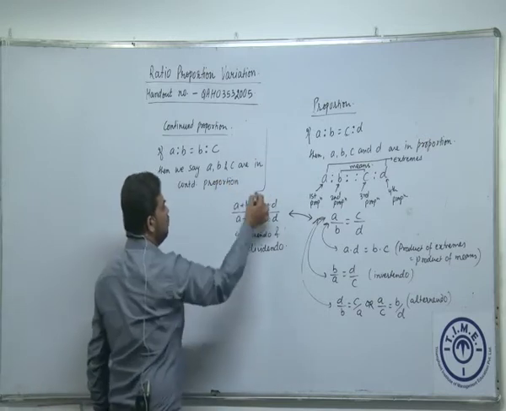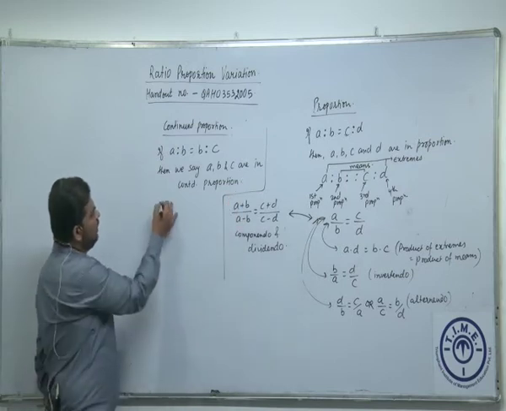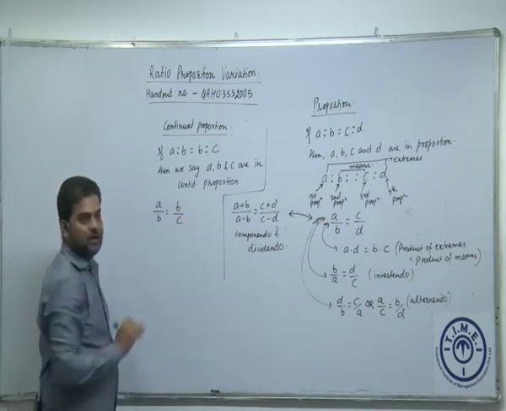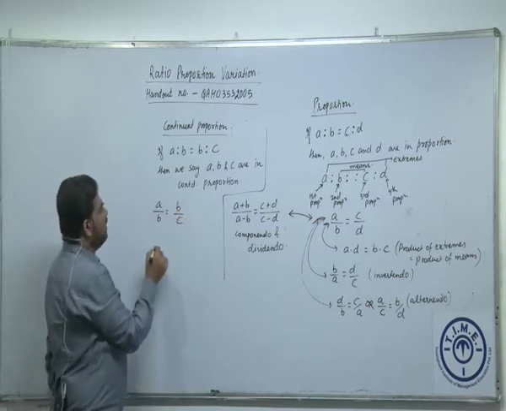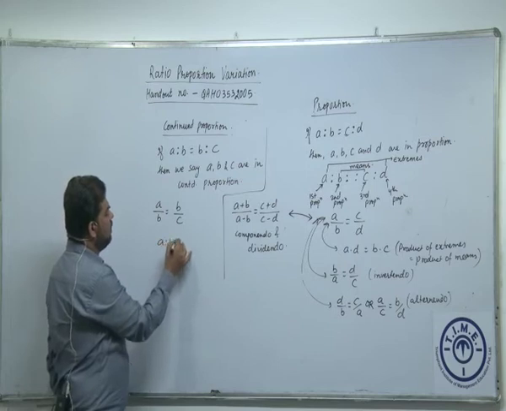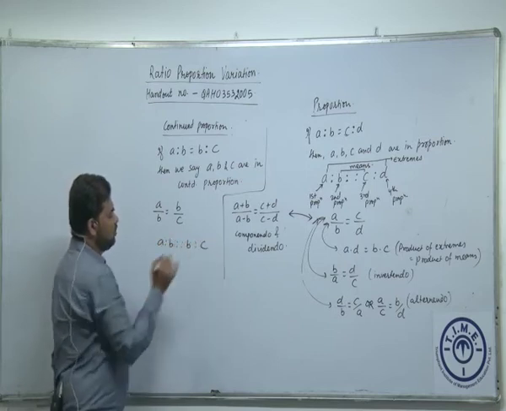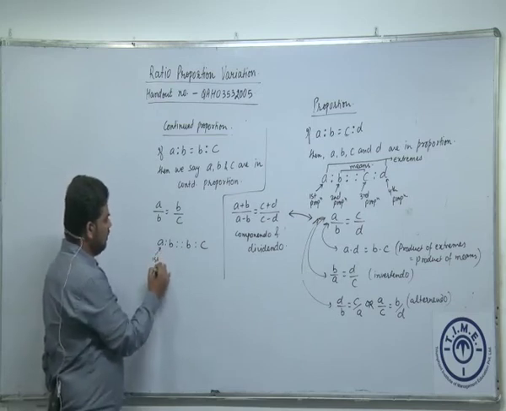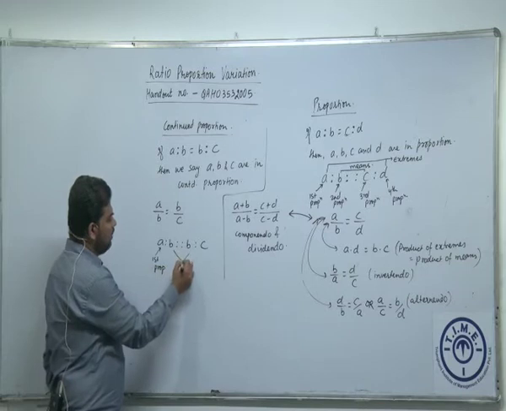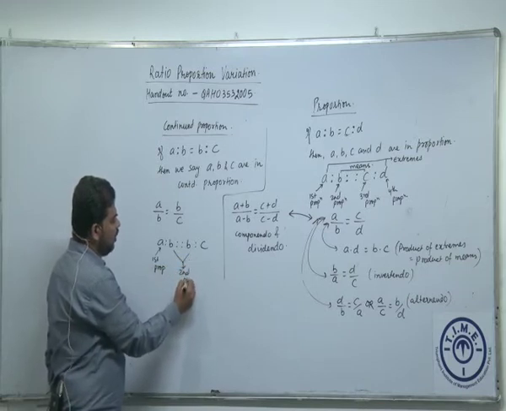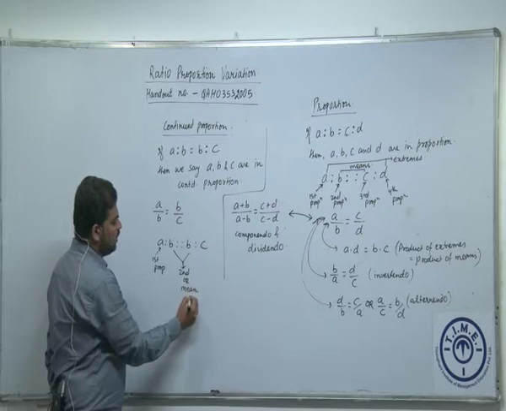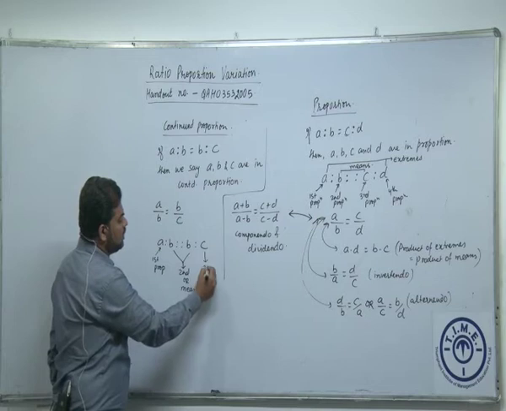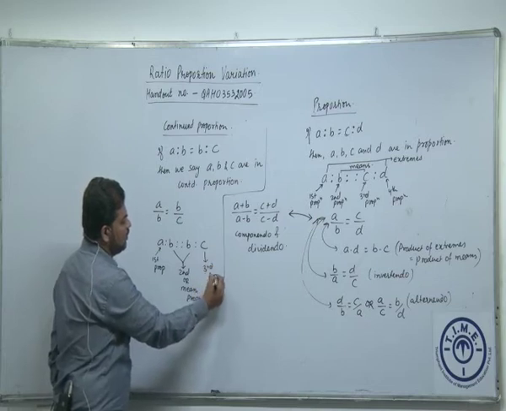So something similar to the previous one, can we say A by B is equal to B by C? Can we write it like this? The same thing can be written as A is to B is to B is to C, right? What is A here? A is the first proportional. What is B here? B is known as the second or mean proportional, and C is known as the third proportional.